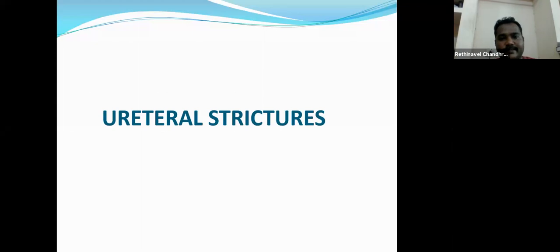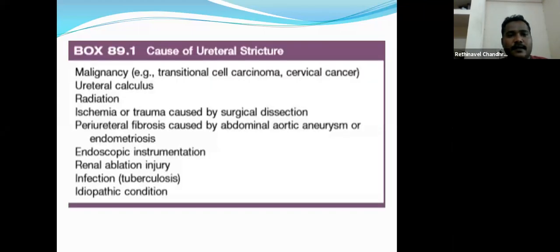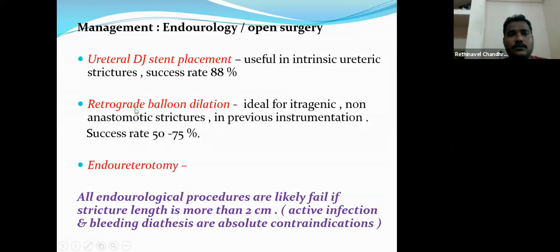So coming to how we are treating the ureteric strictures, that is upper ureteric or distal ureteric, mid strictures. These are some of the causes, not much more important for exam purpose: malignancy, calculus, radiation, ischemia, periureteric fibrosis, infection, all cause ureteric strictures. So again, the management of ureteric stricture is either endourology or open surgery.